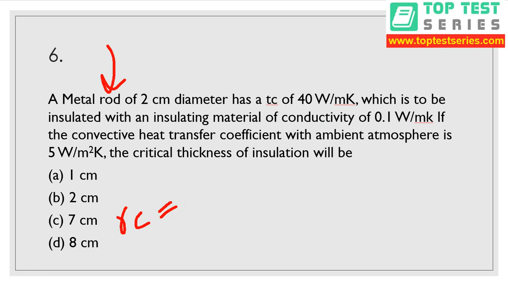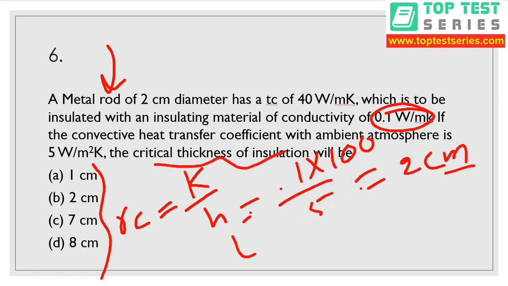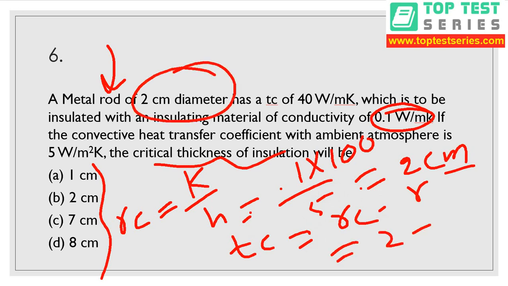So first we have to find out the critical radius. As it is a metal rod, this is the case of a cylinder. So RC is equal to K upon H. What is K here, my dear? 0.1. What is the value of H? 5. So guys, it is talking about centimeters, so we have to multiply this with 100. 10 by 5 is equal to 2 centimeter. But it is talking about critical thickness of insulation, right? So TC is equal to RC minus R. RC is 2. This is the diameter, so the radius will be 1, because diameter by 2. So it will be 1 centimeter. Therefore option A is the correct answer for this question.